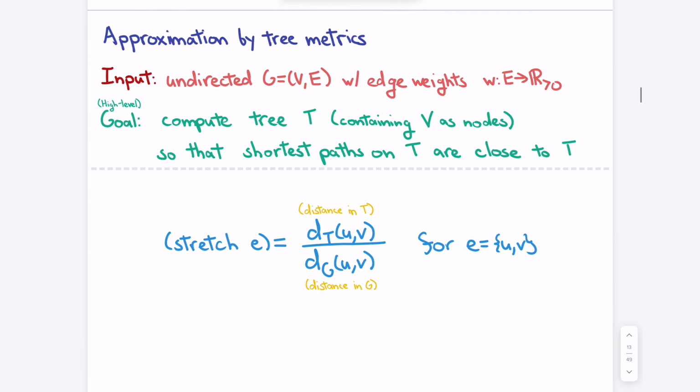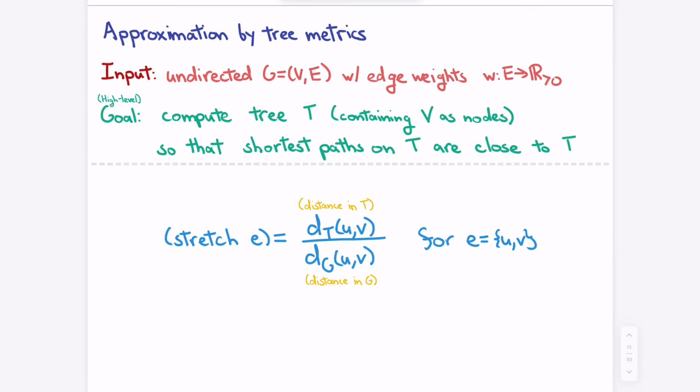So what we're going to do in this class is take an undirected graph with some edge weights. That could also just be a metric, like a complete graph. And we're going to try to compute a tree that maybe contains the vertices of your graph, and we're going to assign some edge weights to that tree. Maybe the cleanest case is you can try to find a spanning tree even, and you want to try to preserve the distances of every pair of vertices.